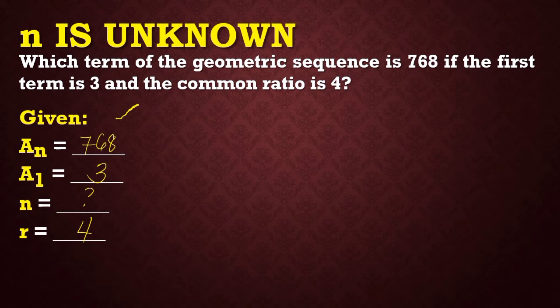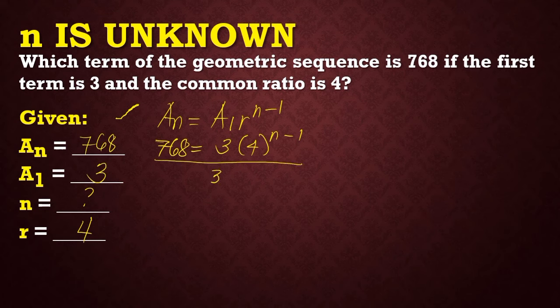So, applying the formula, what is a sub n? That is 768 equals the first term, 3. And then, our common ratio is 4 raised to n minus 1. Okay. So, and then, we divide the whole equation by 3.